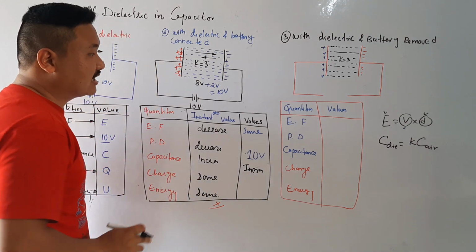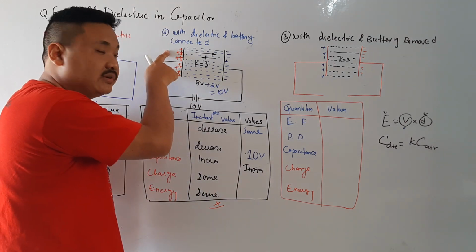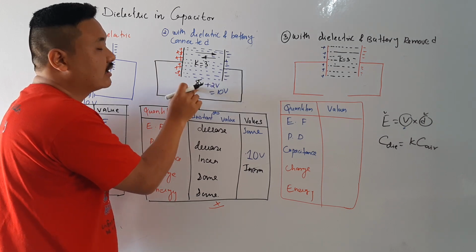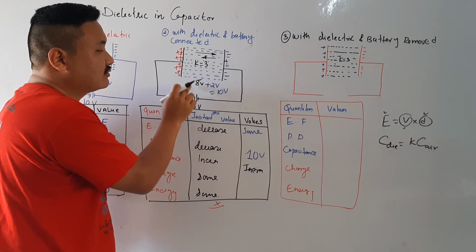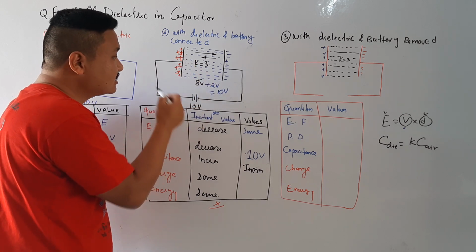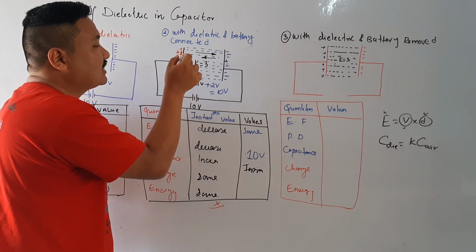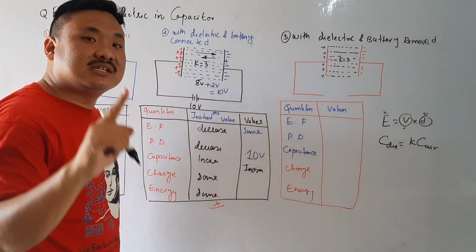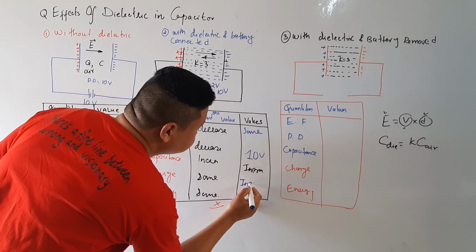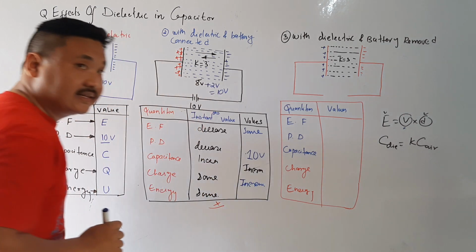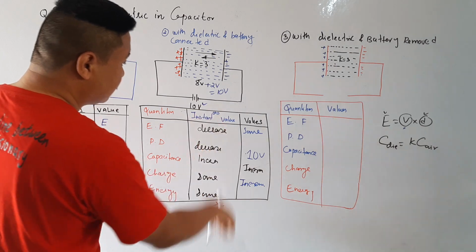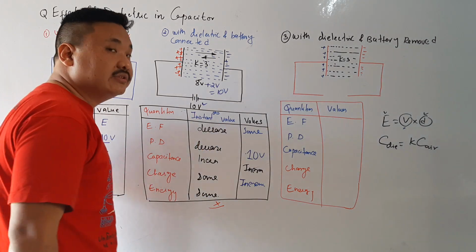And charge: if there were 1000 charges before, then when I put the dielectric the potential became 8 volt, and because of this potential difference, charges flowed onto the plates. It means there is an addition of charges, so the charge will also increase. Please remember, the battery is connected. This is for the battery-connected case. Now what will happen to the energy?